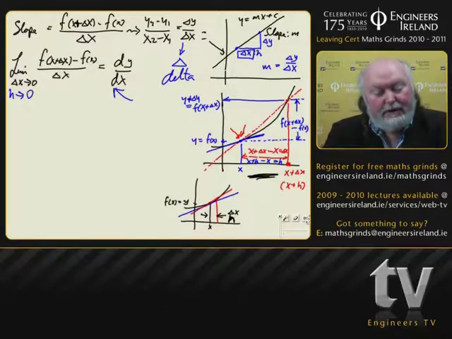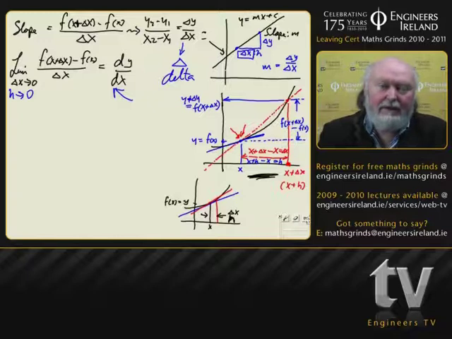What we're saying is the actual limiting condition of this, in other words, where delta x is so small that you'd be just as well to say that it's 0.